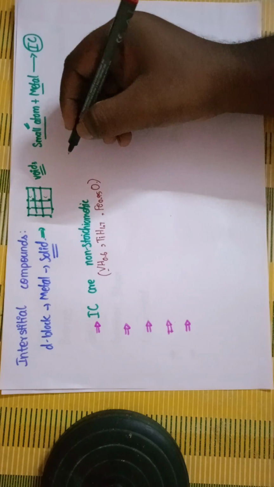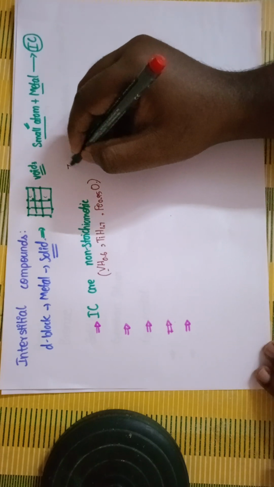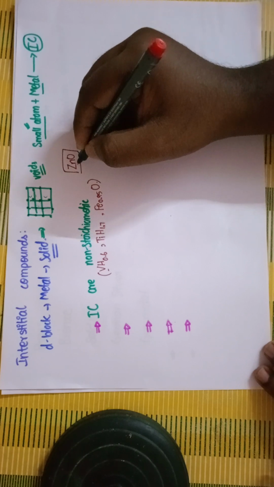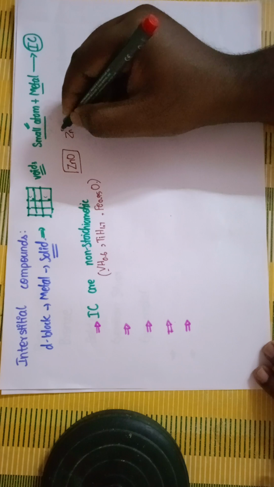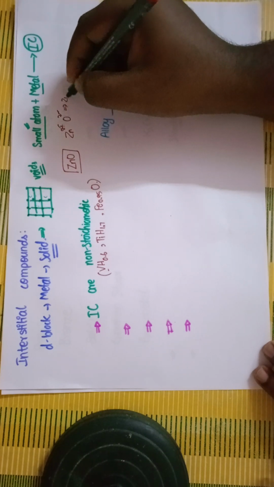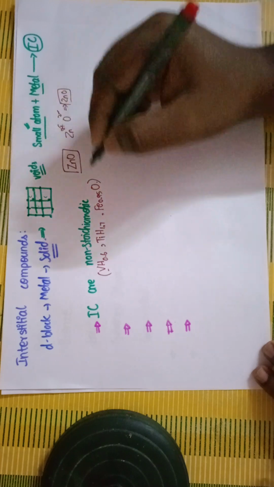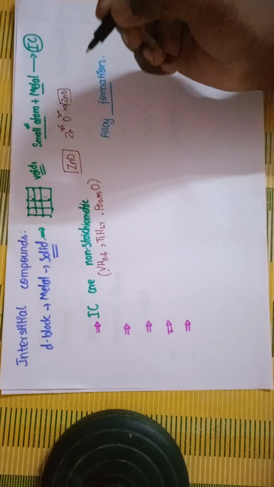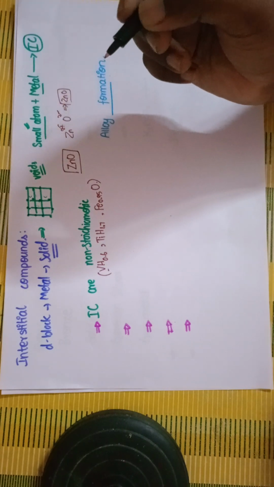In case you are writing zinc oxide, we will write ZnO. This is not an interstitial compound because it is a fixed one. Zinc exhibits +2 oxidation state, oxygen exhibits -2. It cancels and forms ZnO. But here it forms a decimal number, so it is called non-stoichiometry.